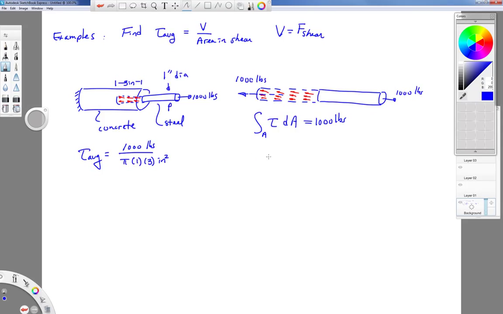All right, so here's one example of an average stress in a bar. It's a pretty straightforward calculation, force divided by area. Let's see if I can do another example. Take a moment, I'll set this up on the next page.